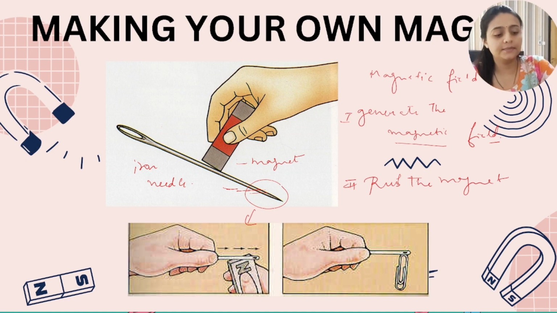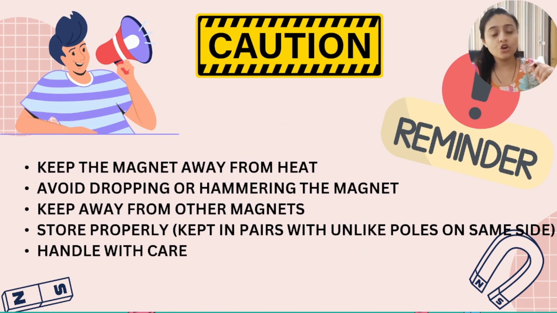So easy. Some questions you must know: in order to safeguard your own magnet, keep the magnet away from heat. If you have the actual magnets, you save their life and make them last a long time by keeping the magnet away from heat. Avoid dropping or hammering the magnet. Don't hammer them, because in that way they are going to lose their magnetism. Once the magnetic field is lost, it is no longer a magnet.